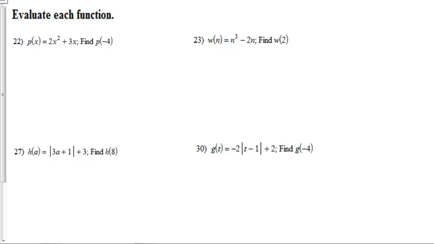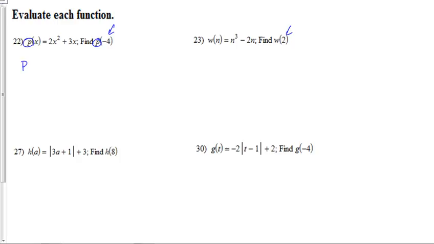Let's move on to number 22, 23, 27, and 30. These we're just doing some numbers, so notice they're just numbers, but the functions, the rules have some different functions in them. So we have squareds and cubes, some exponents. We have absolute value also. The idea is still the same though.